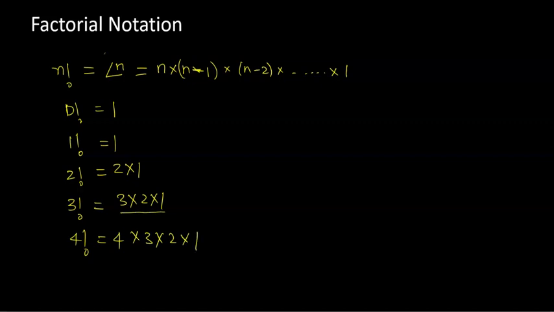Interestingly, 3 times 2 times 1 is 3 factorial. So this can be replaced by 3 factorial. That means I can conveniently write it as 4 times 3 factorial.